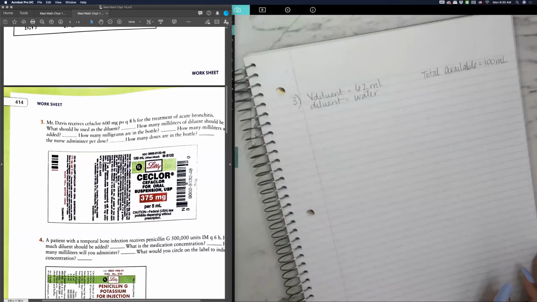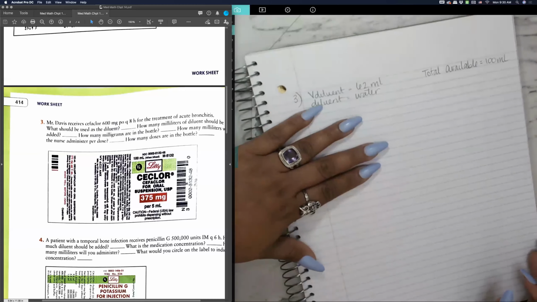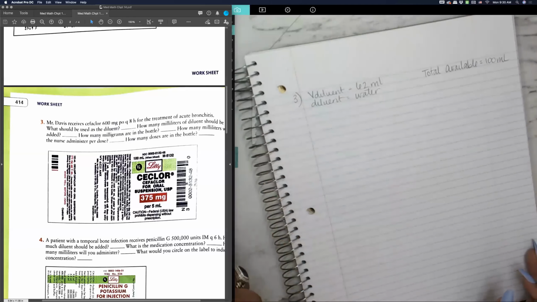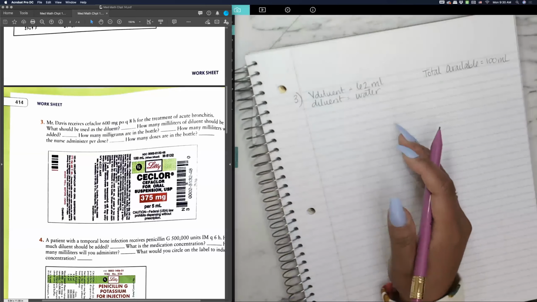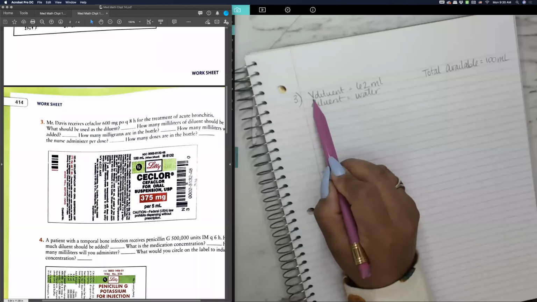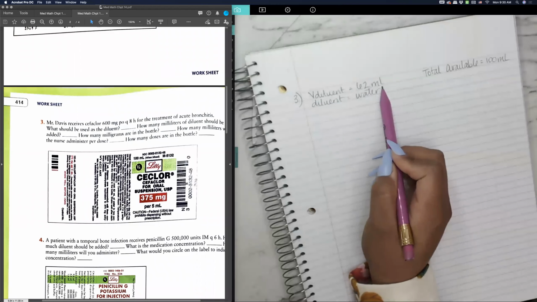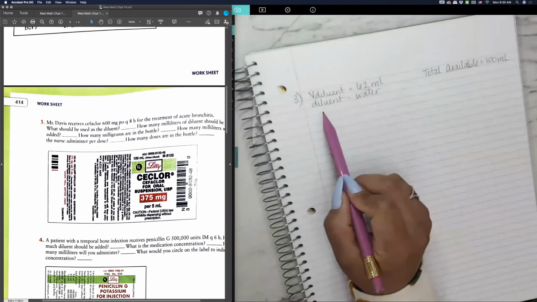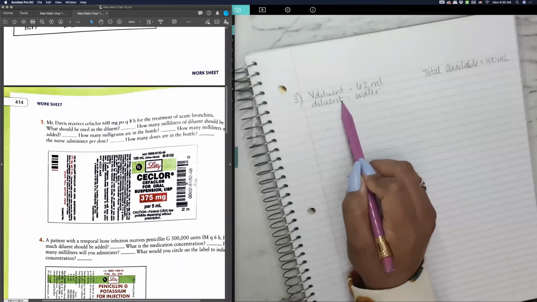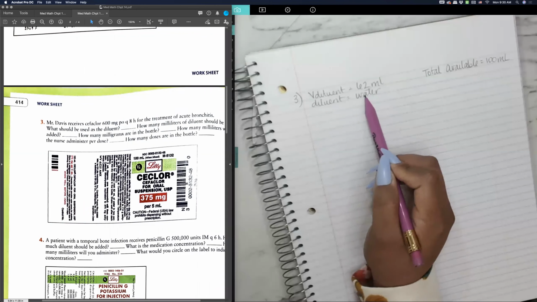But as a nurse, you have to go through this process and reconstitute the medications. So it's always going to have specific mixing instructions. It's going to tell you exactly what volume of diluent to use. So in this case, it's the 62 milliliters, and it's going to tell you exactly which diluent to use. And so for this example, it's water.